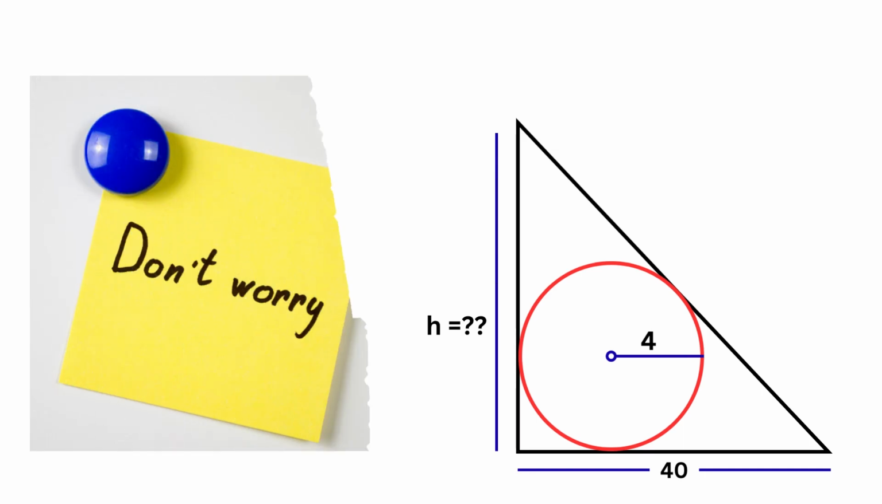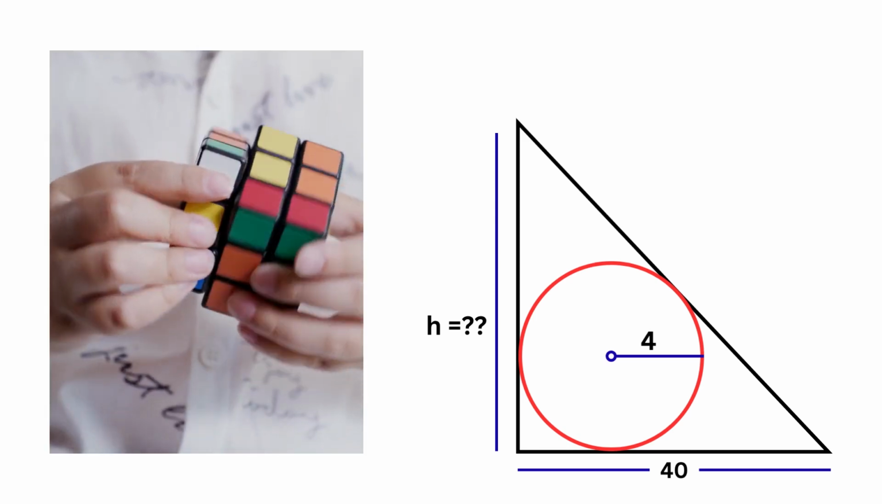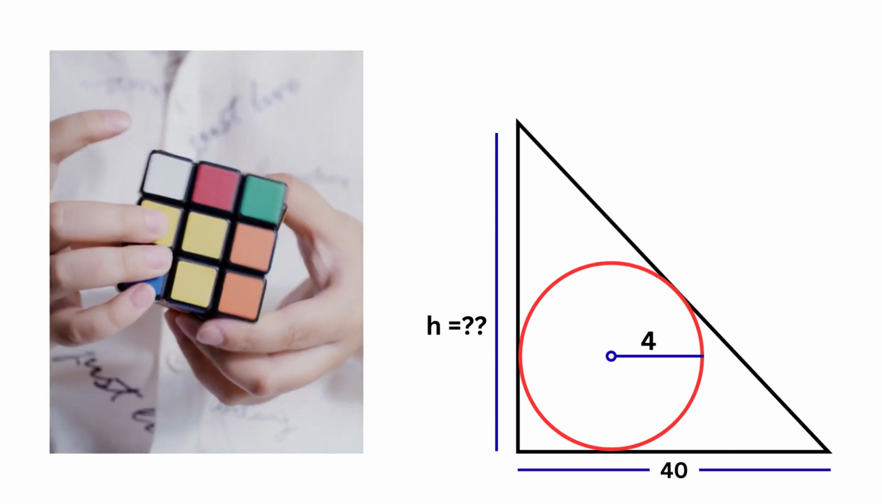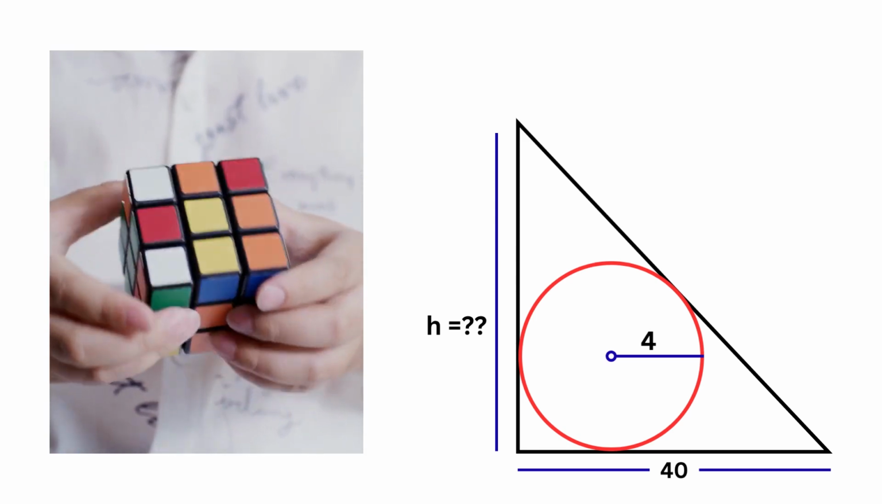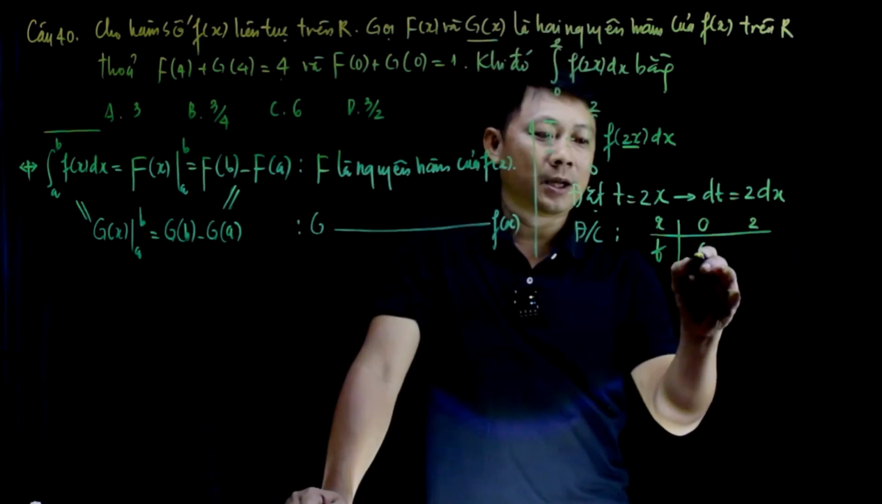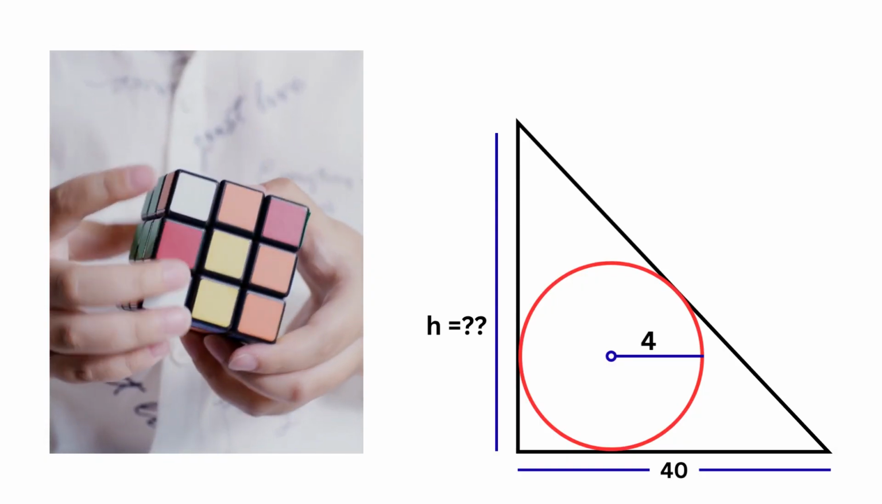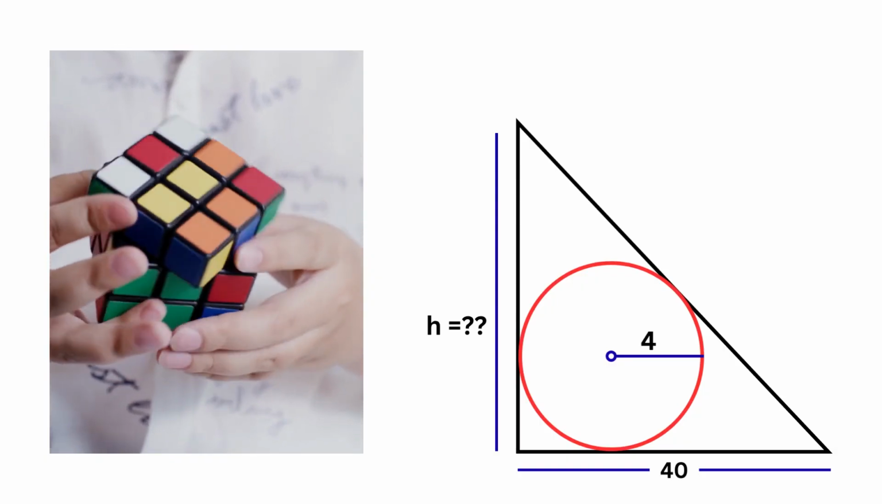Oh, don't worry. We'll solve this step by step using a clever combination of geometry principles. Now, there are multiple ways to crack this problem, but today we're using one of the most powerful tools in mathematics, the Pythagoras Theorem. But here's the twist. We'll also use some circle properties to make this work. Trust me, it's going to be really interesting.